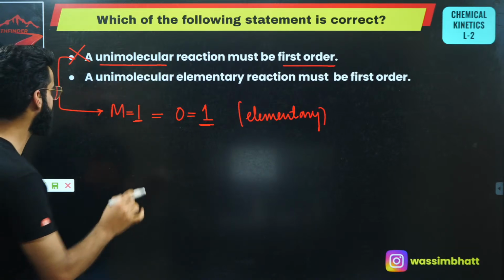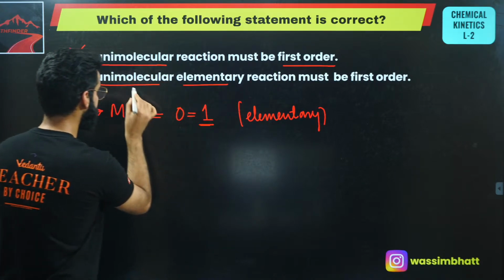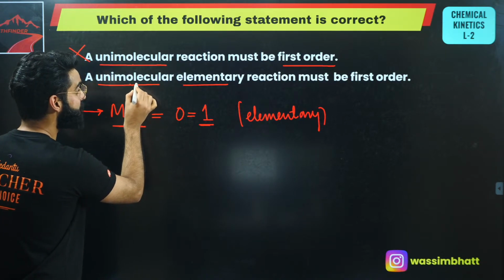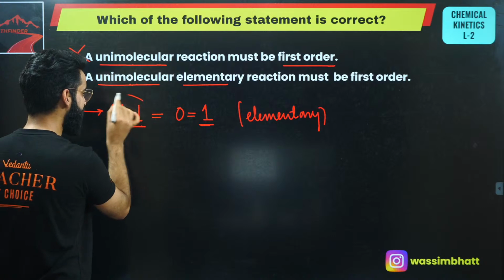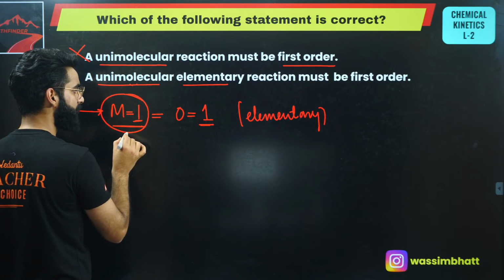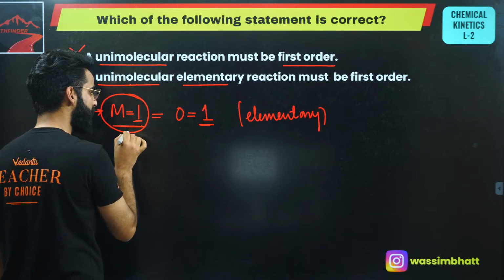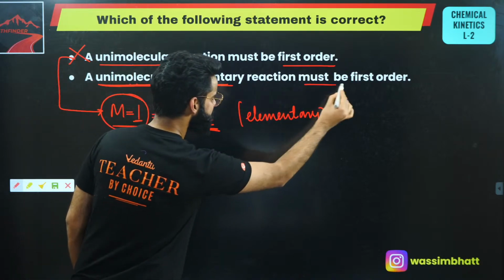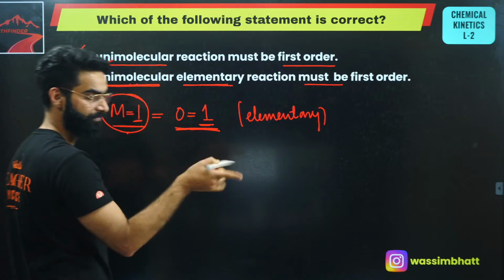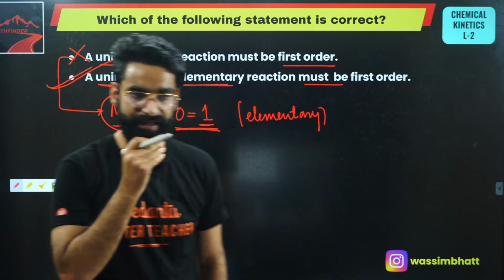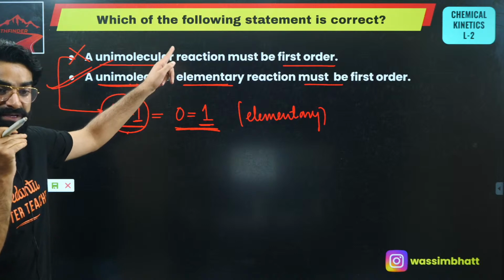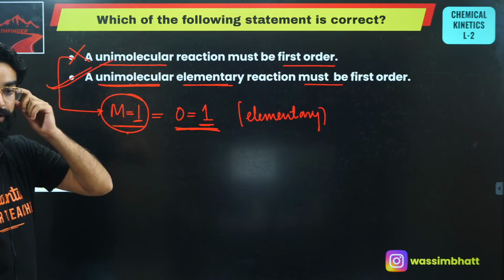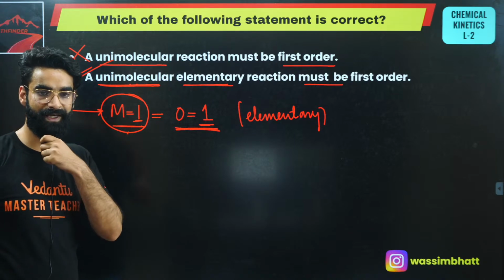But the second statement, a unimolecular elementary reaction whose molecularity is 1, must be of first order, right? If I have a unimolecular reaction which is elementary in nature, that means its order should be equal to its molecularity. So this is the correct one. The first one is not correct. A unimolecular reaction can be complex as well, okay?